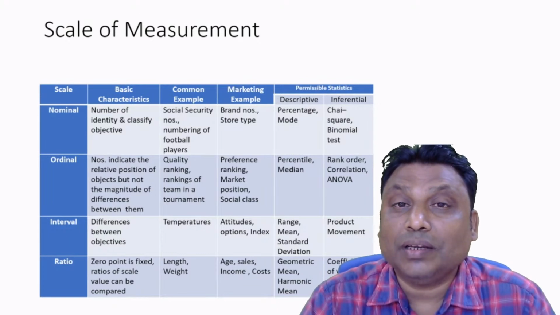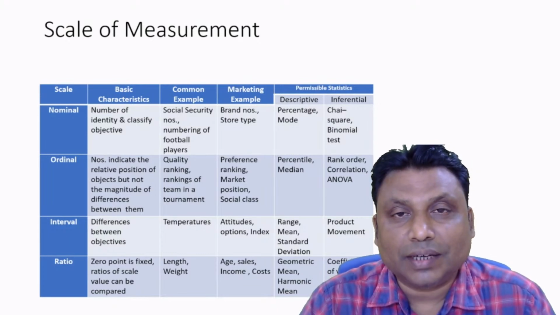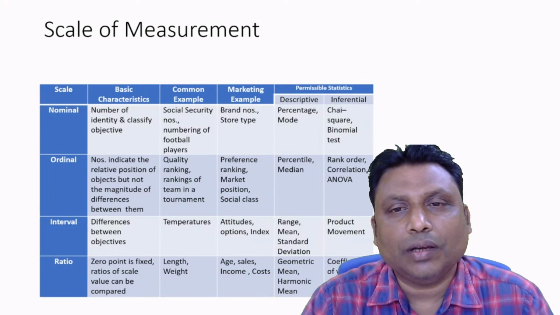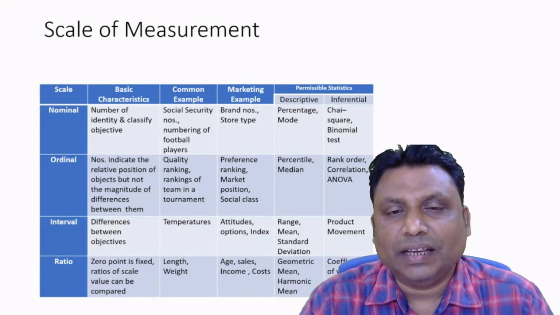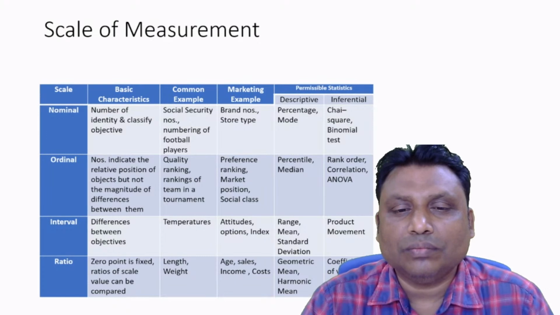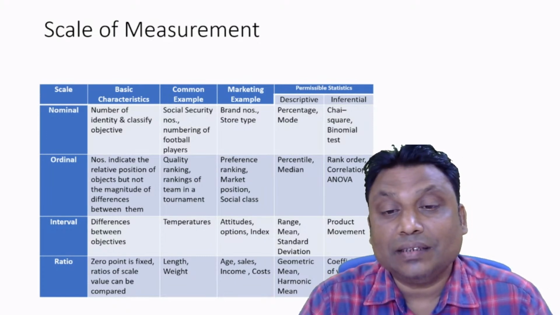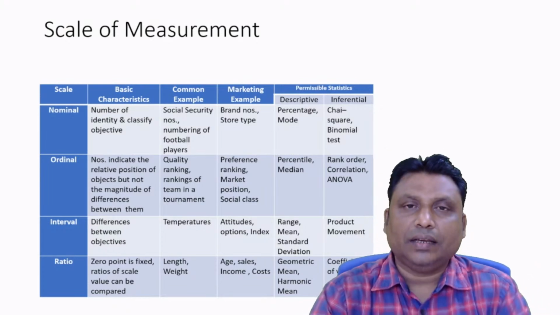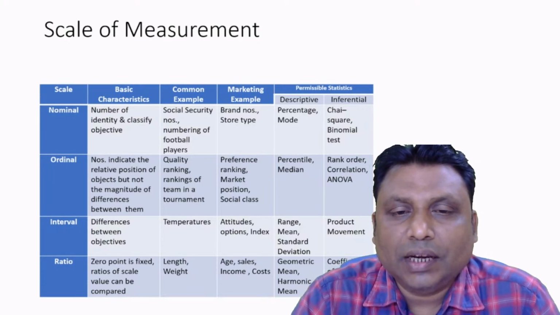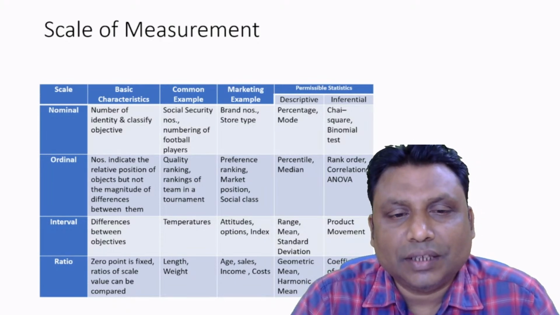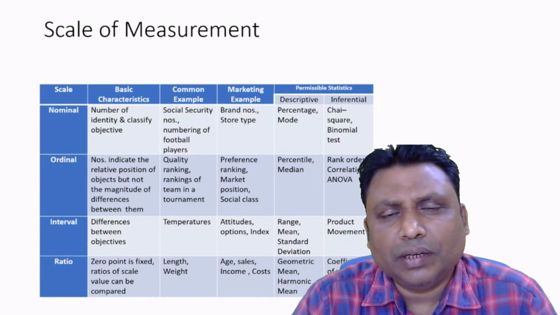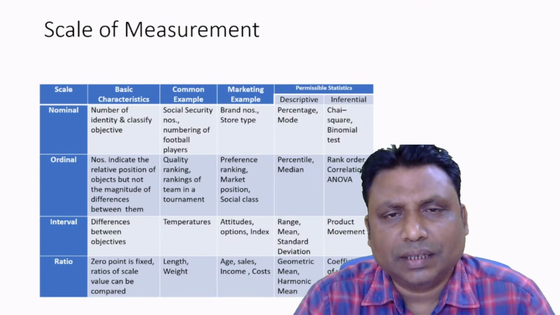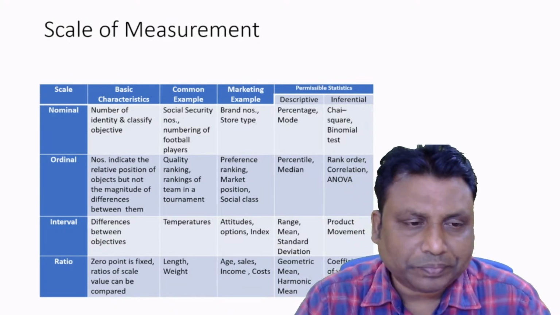What type of statistics are we using there? You know that in statistical techniques, generally we use descriptive and inferential. In descriptive, generally we use the percentage or mode, and in inferential, the chi-square and binomial test. In our research work, generally we are using the chi-square test. Mann-Whitney test we are not using. This is a probability, non-probability method. So generally we use the chi-square test. Here we use the percentage, or sometimes we can use the mode.